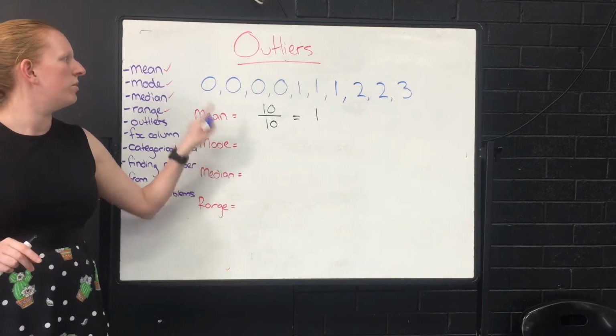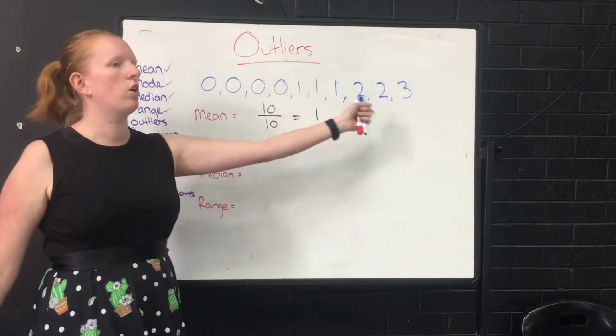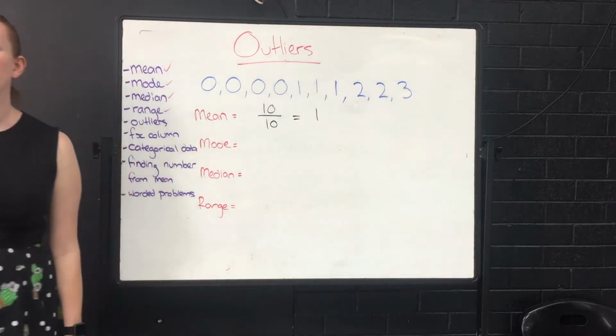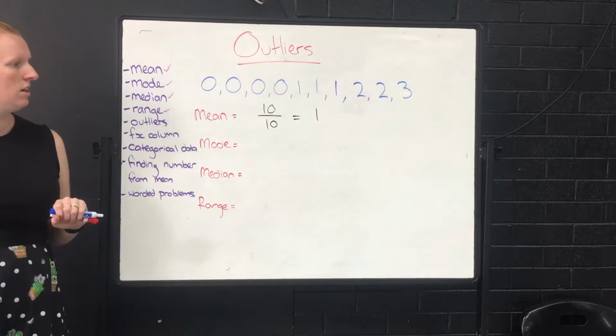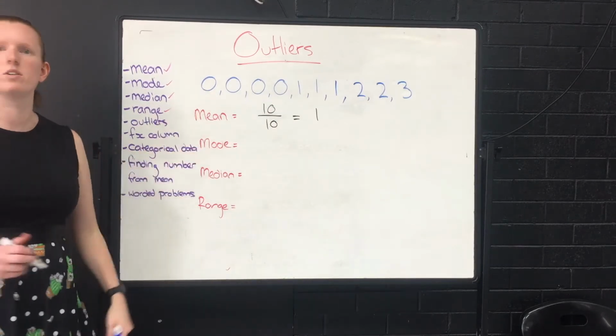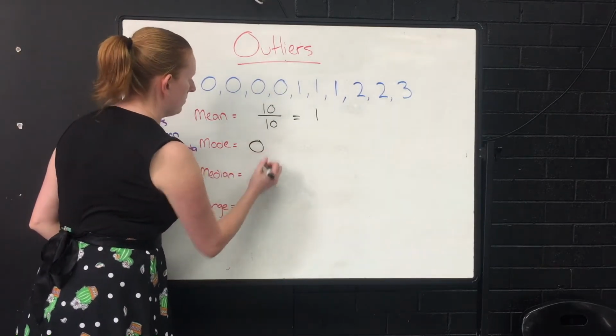Okay, what about mode? Which is the most occurring score? 2. I have 2 2s. Yes. 0. 0, great, because there are 4 zeros. So the most occurring is 0.